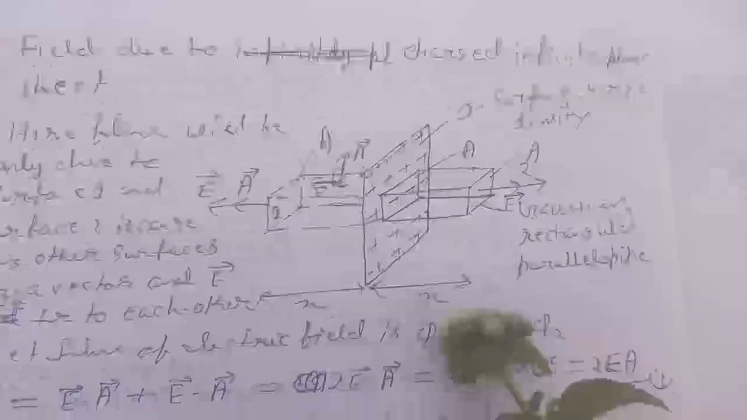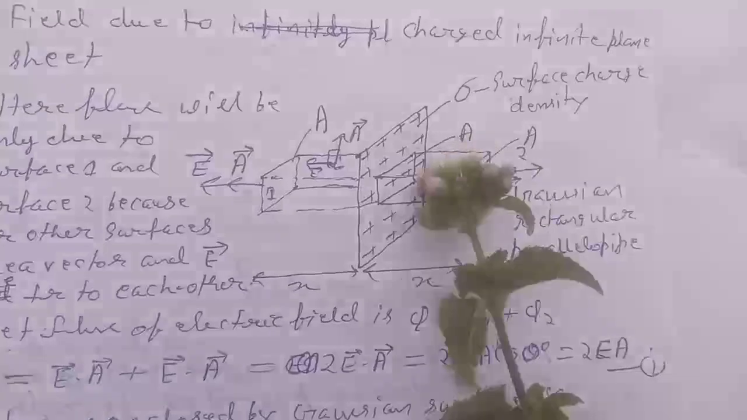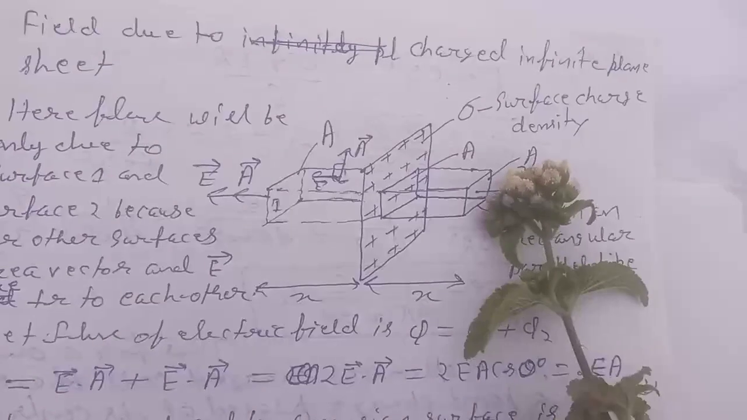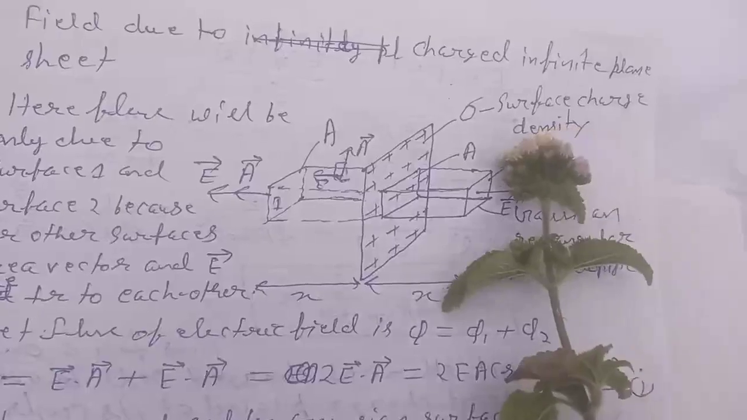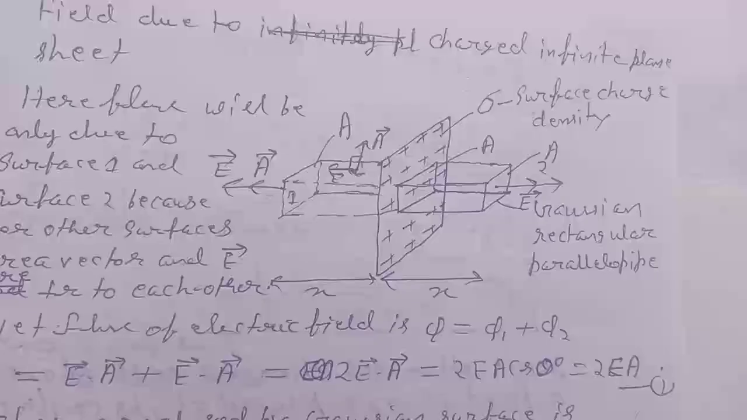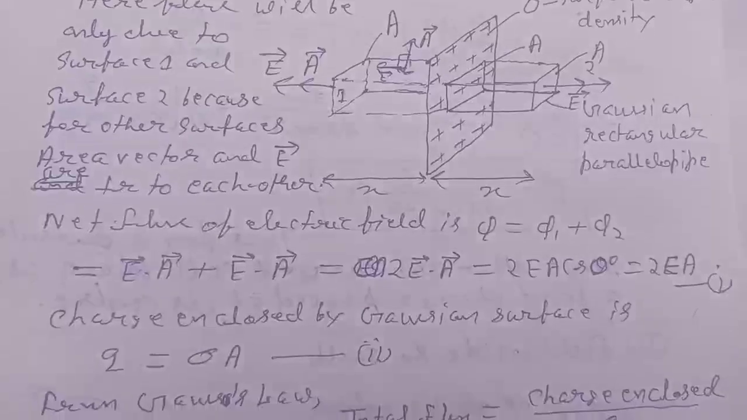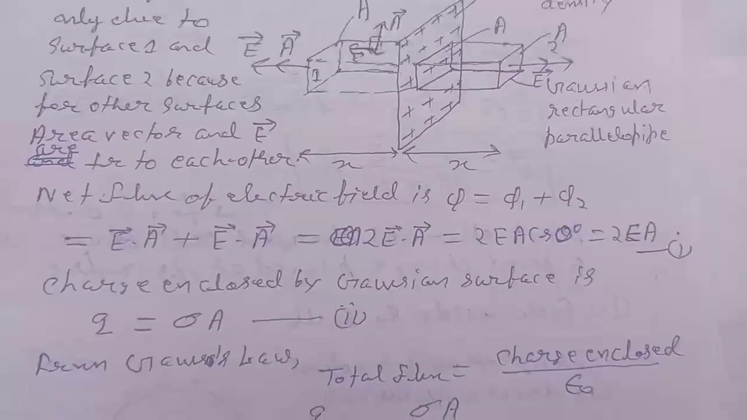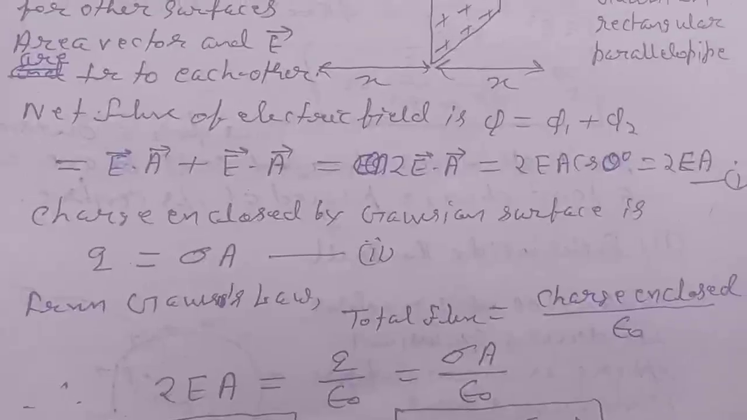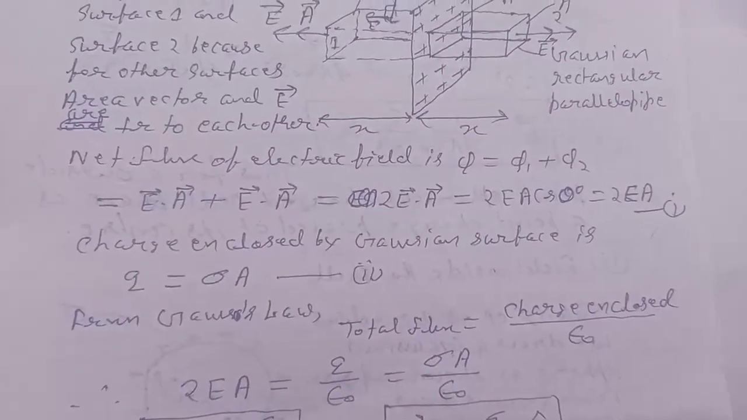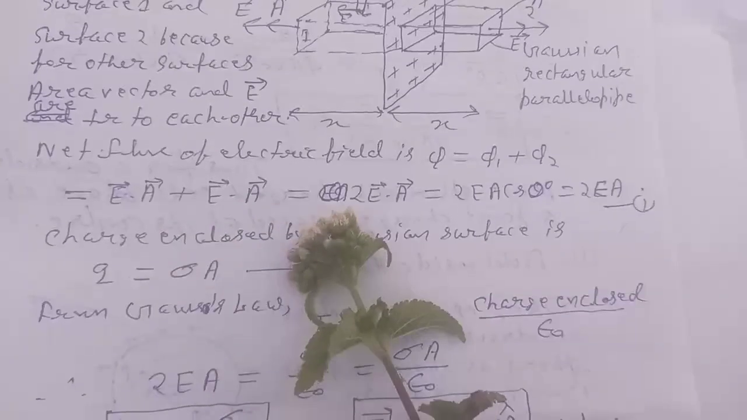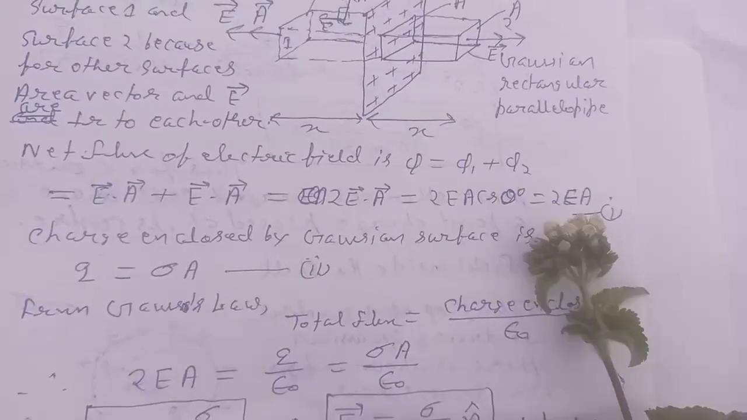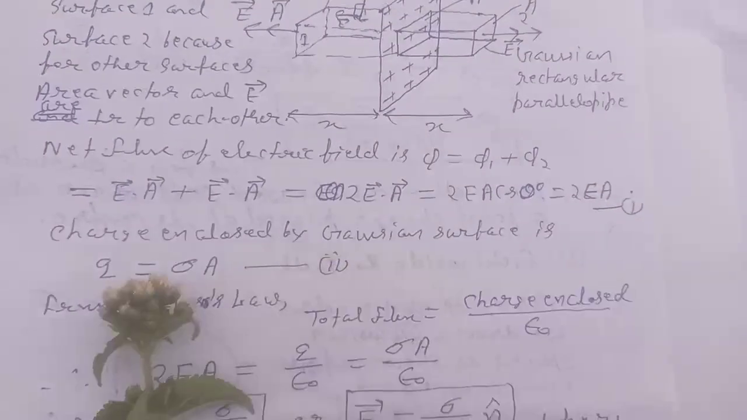Here this is the Gaussian rectangular pipe, whose surface 1 and surface 2 have area A, and the surface charge density of the plane sheet is sigma. Now the net flux of the electric field is phi equals phi 1 plus phi 2, which equals E vector dot A vector, equals 2 E vector dot A vector, 2A cos 0 degree, equals 2EA, equation 1.